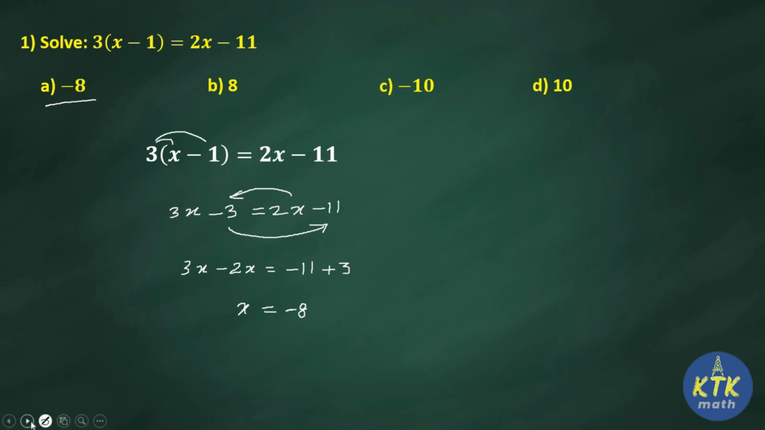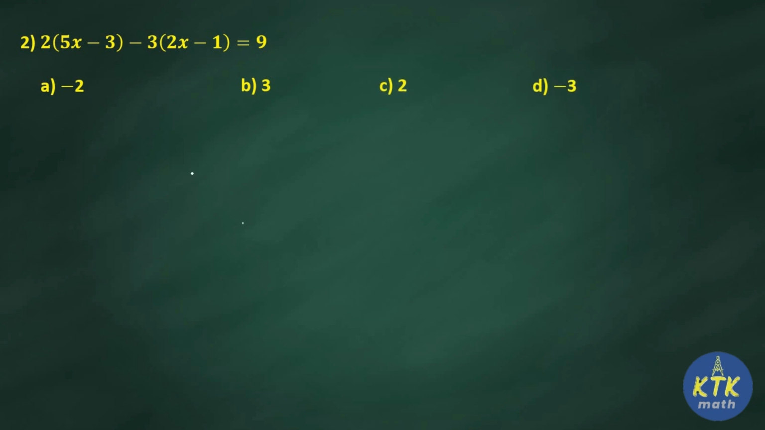We will move to the second question now. The second question: 2 of 5x minus 3 minus 3 of 2x minus 1 is equal to 9. This sum is exactly the same as the previous one, but a little bit lengthier. So start writing the question again. This time I am going to multiply 2 with 5x as well as 2 with minus 3, and then 3 with 2x, and then 3 with minus 1.